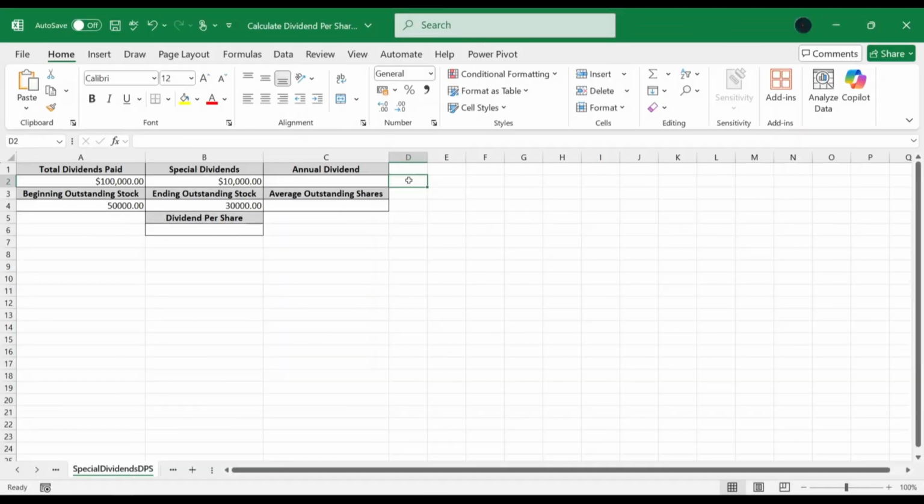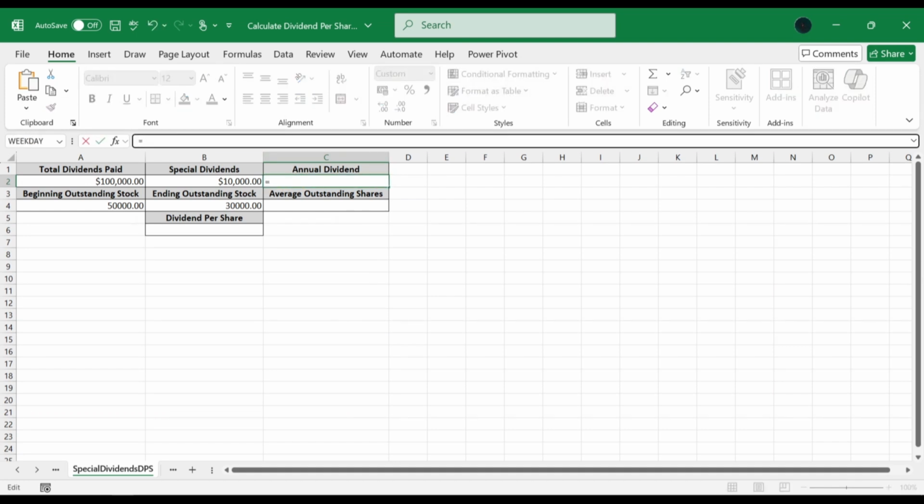In the second method, we will calculate DPS while including special dividends and using average outstanding shares. Here's how to do it. First, to calculate the annual dividend in a helper cell of your choice, like cell C2, type this formula: equals cell A2, which is the total dividends paid, minus cell B2, the special dividends. This will give us the annual dividend. Press enter.